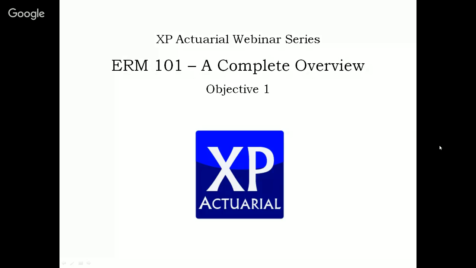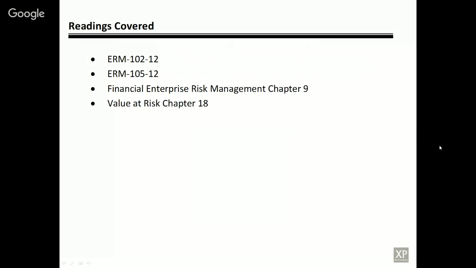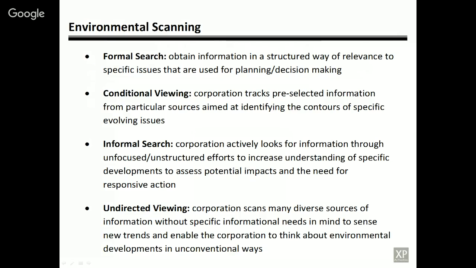So the webinar is split into objectives, and each objective covers a certain amount of readings. Objective 1 covers ERM 102.12, 105.12, Financial Enterprise Risk Management Chapter 9, and Value at Risk Chapter 8. The first topic we will cover is environmental scanning. This is something that you should memorize, and it consists of tools used to aid you with strategic decisions and to gather information to help you along the way.